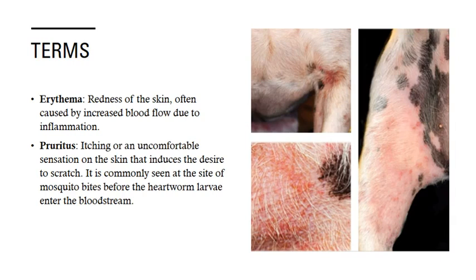I also wanted to define the terms of what we just discussed. Erythema is redness of the skin, often caused by increased blood flow due to inflammation. Pruritus is itching or an uncomfortable sensation on the skin that induces the desire to scratch. It is commonly seen at the site of mosquito bites before the heartworm larva enters the bloodstream.